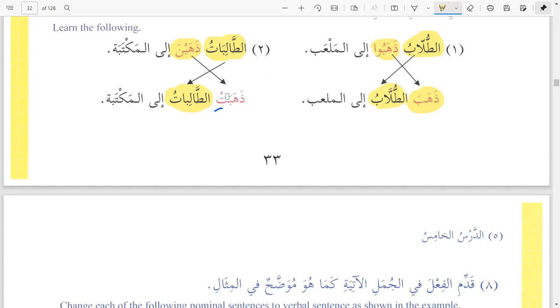Zahabat is the first form of the verb, and this ta is not the fail. This ta is the ta of ta'nith, the feminizing ta. It tells you that this verb is used for the feminine. This is not a part of the verb. The verb, the fail, is zahaba. Zahabatit talibatu ilal maktabati. The female students went to the library.